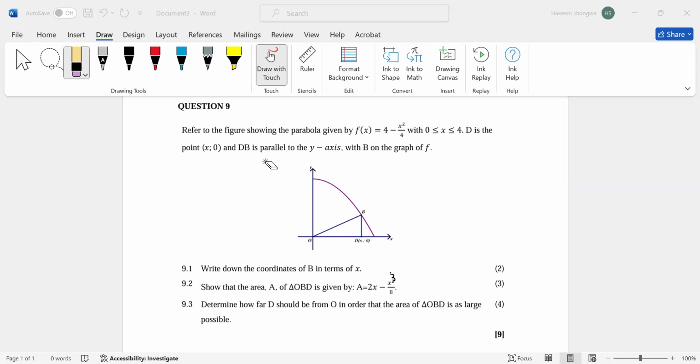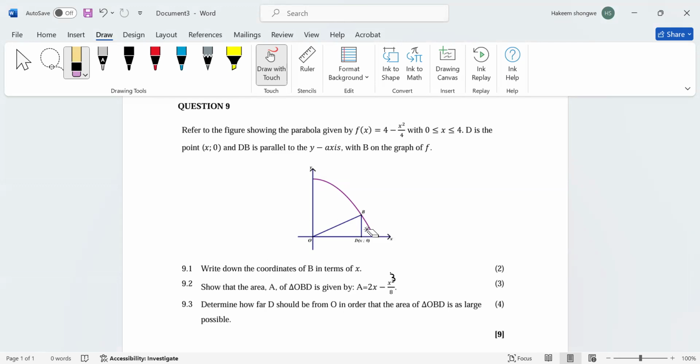And then they say BD is parallel to the y-axis, meaning basically they are trying to tell us that the x value throughout is the same. It's perpendicular to the x-axis, yes. So it's the same x value as P on f. And then they say we should write down the coordinates of P in terms of x.